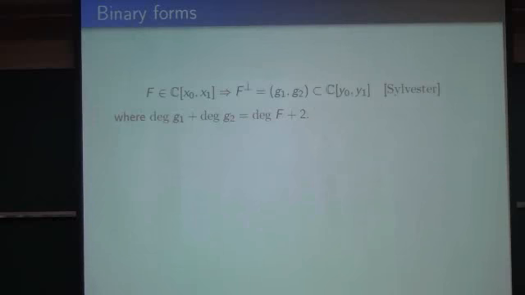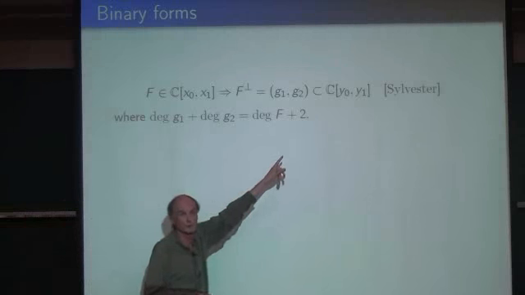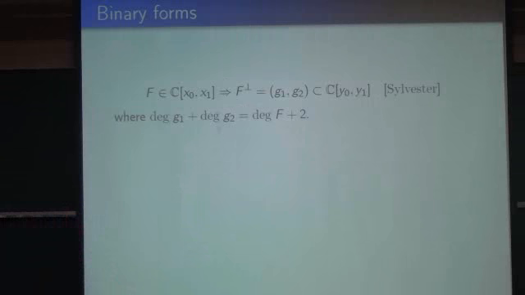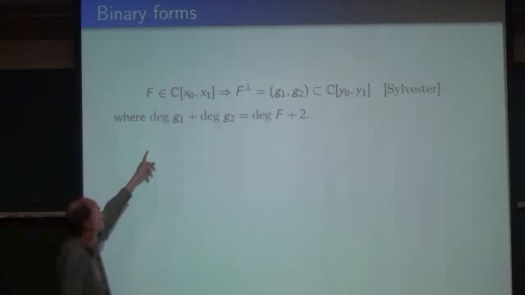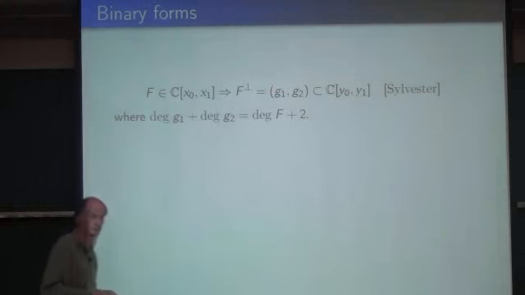So first, if you start with binary forms, just homogeneous forms in two variables, then the annihilator, as I described it in the dual ring, is actually generated by two elements. It's a so-called complete intersection, and the sum of the degrees of those two elements is equal to the degree of f plus 2.